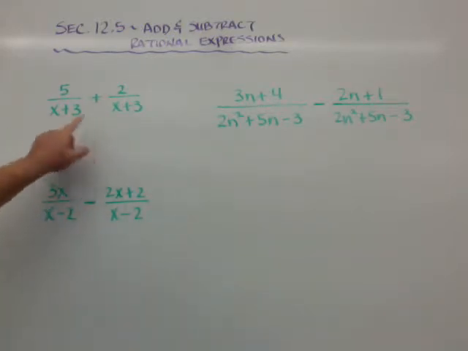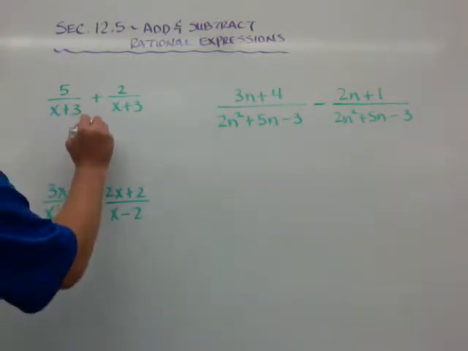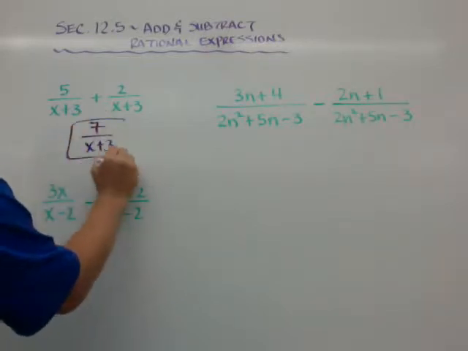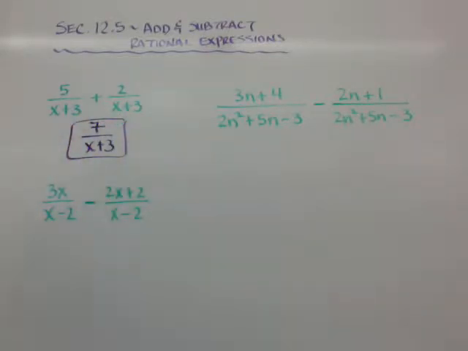So this is a simple one here. I have a common denominator of x plus 3. So I just add my numerators, which is 5 plus 2, and I get 7 over, and combine it to the common denominator. So that's a simple one.